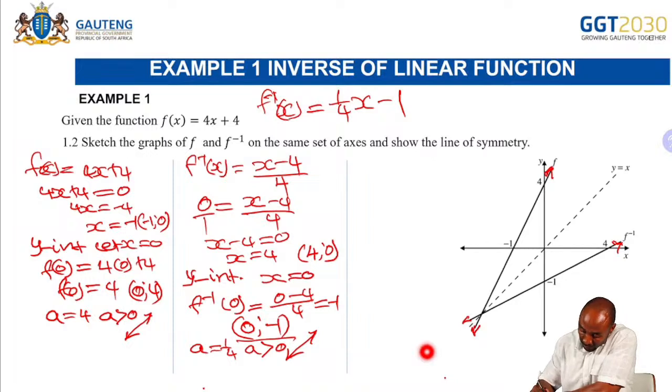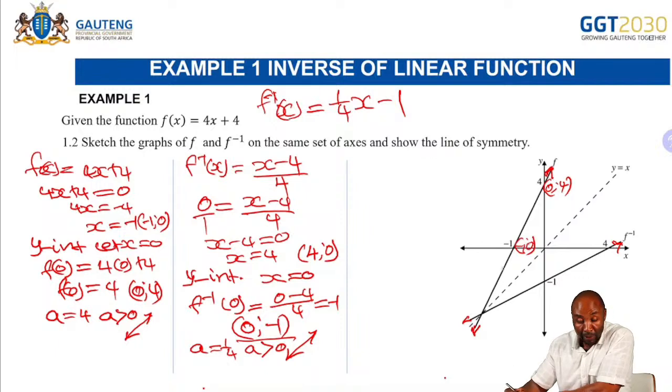For my f of x, I have my 0 and 4 there. I also have my -1 and 0 there. Plot the two points, join using a straight line. I also draw my axis of symmetry given by y is equal to x. I then draw the graph of f inverse using the dual intercept method. I have my x-intercept, I also have my y-intercept. I join the two using a ruler. Then I have my f of x as well as my f inverse functions drawn.